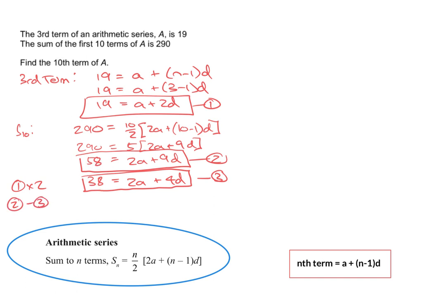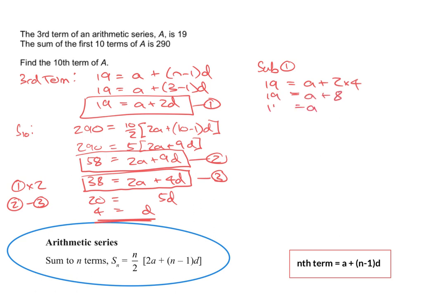So I do 58 take away 38, that's going to be 20. And 2a take away 2a, well that's nothing. And 9d take away 4d is 5d. This is looking good. So d must equal 20 divided by 5, so d is equal to 4. So I know my common difference. Now I can substitute that value into any of my equations. The easiest one is probably equation 1. So sub into 1, I have 19 equals a plus 2d, so it's 2 times 4. So 19 is a plus 8, so a equals 11.